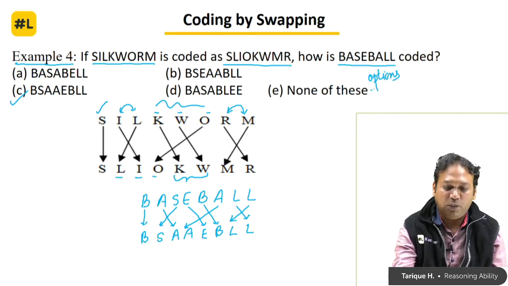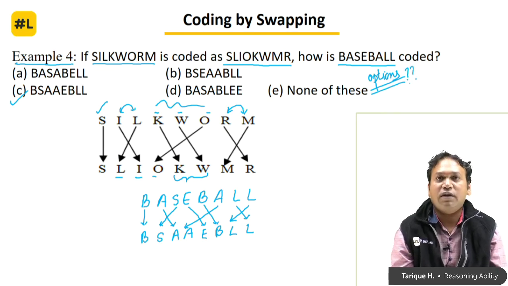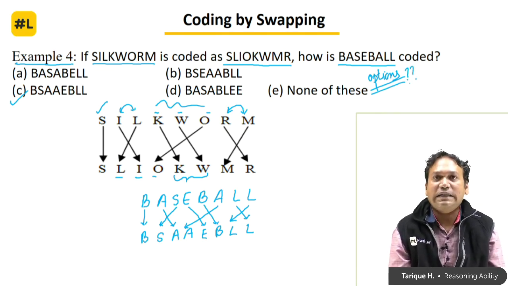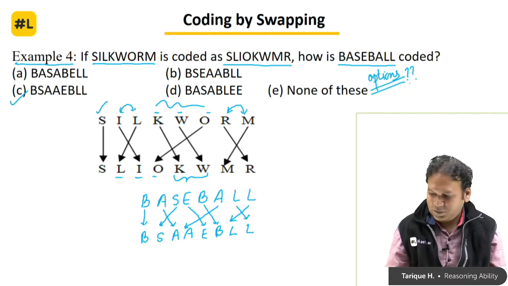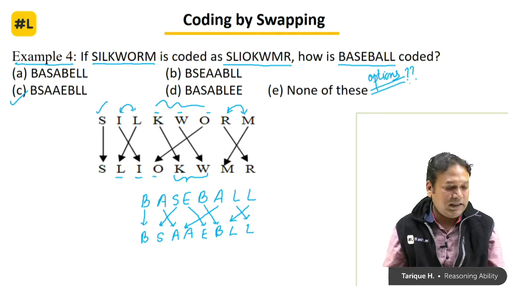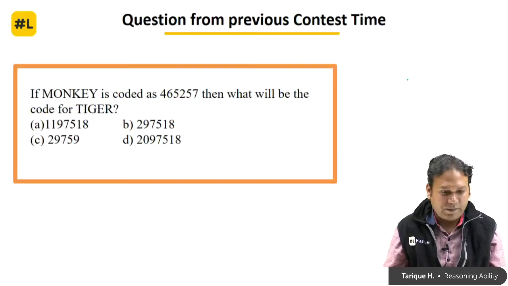Now when we create options, what are we thinking? Again we are thinking how to confuse students into marking the wrong answer, because once you mark the wrong answer, you get -1/4, right. Okay. So that is the example for coding by swapping.